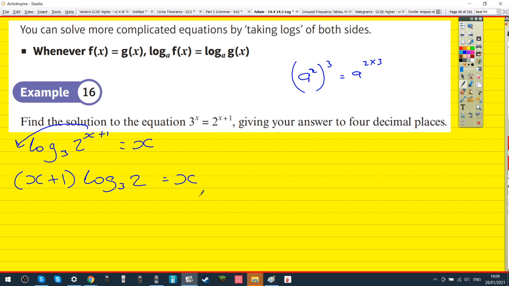So would you multiply x plus 1 by everything? Divide. So it'd be log 2 base 3 over x plus 1. 2 base 3 equals x over x plus 1. Yeah. Yep. And then on the right hand side, the x cancels out, so it just gives you positive 1. Nope.